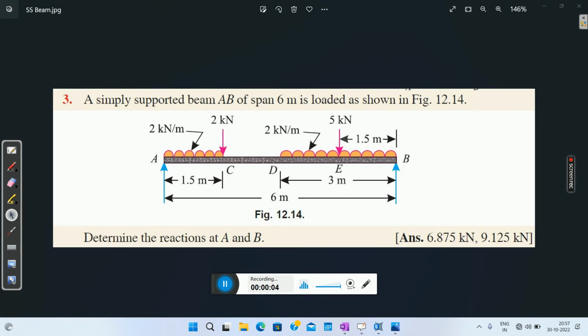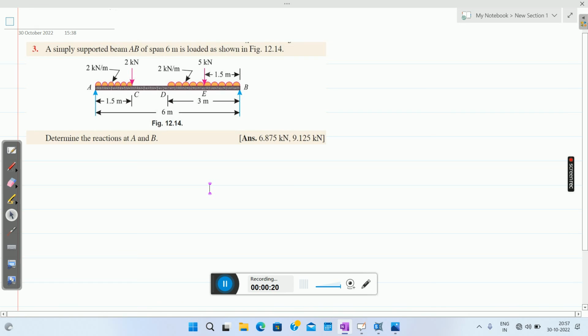Let us find the reactions for this given simply supported beam. The total length of the beam is 6 meter and it is subjected to both UDL as well as point load. So this is the problem statement.